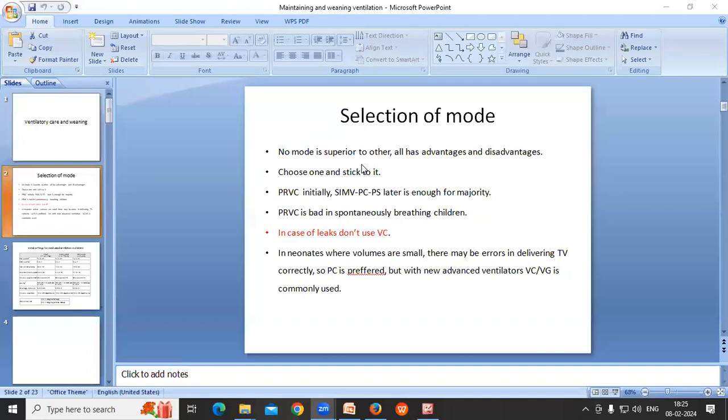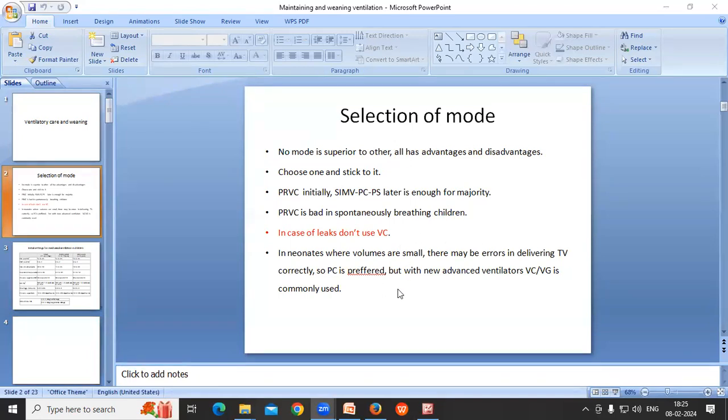There's no single mode which will work for all patients. And if you learn one mode and use it properly, you can use it for all patients. That's what I can tell. You need to compensate for the disadvantages. If you're able to compensate for the disadvantages, SIMV PCPS is enough.